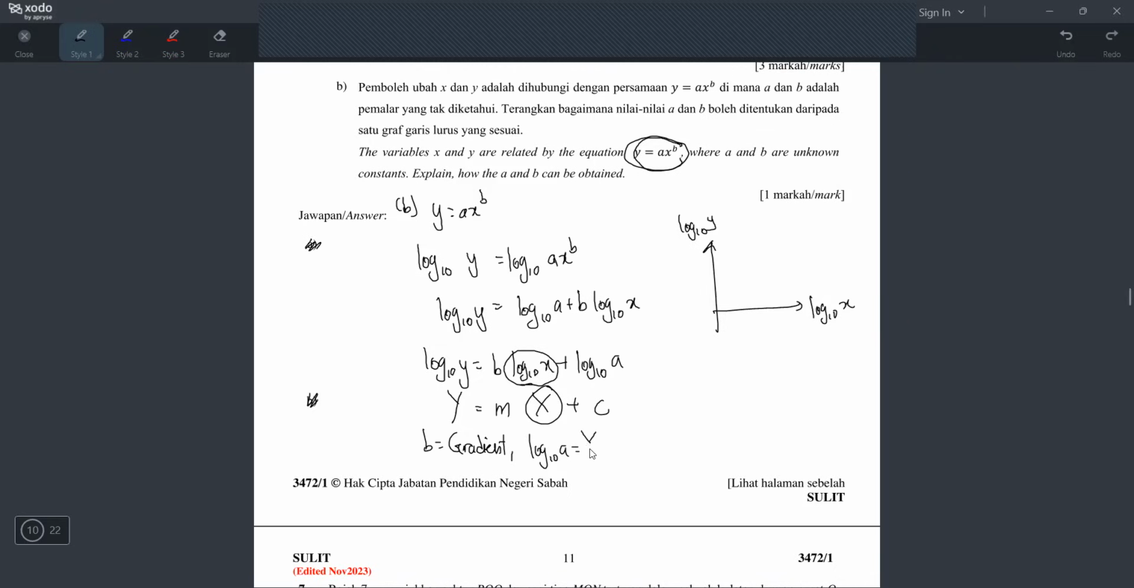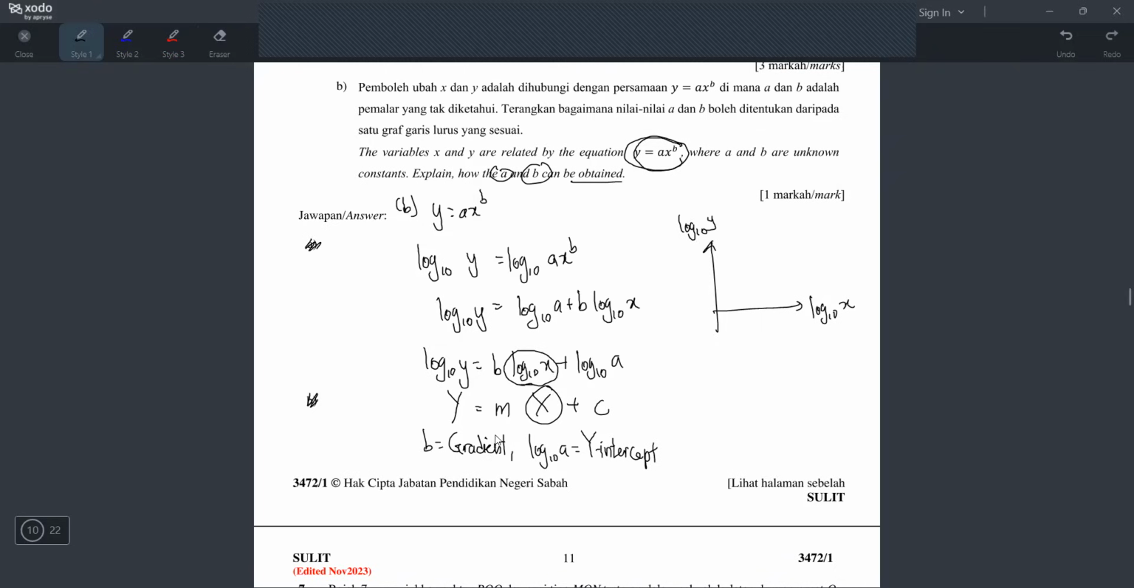And remember, the Y has to use a capital letter, because your y-axis is not actually y, it's the log y. So if you don't want to write Y-intercept, you can also write it like this, log y-intercept. Like that also can, right? But usually when I teach in my class, I always just ask them to write capital Y. So that's how you explain how the a and b can be obtained.